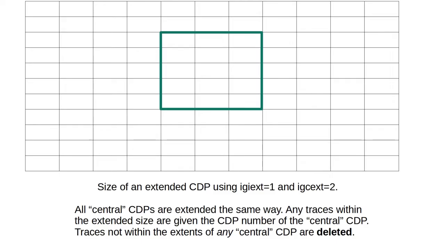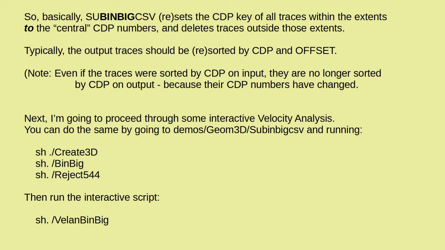This is the size of a normal CDP. This is the size of a CDP which has been extended by one cell in the inline direction and two cells in the crossline direction. An important point here is that, by default, all traces within this larger CDP are renumbered to the central CDP number. At this point, we are finished discussing what the SUBINBIGCSV program itself does.